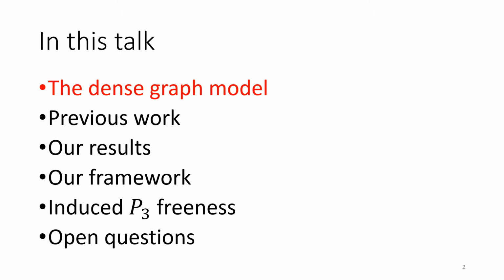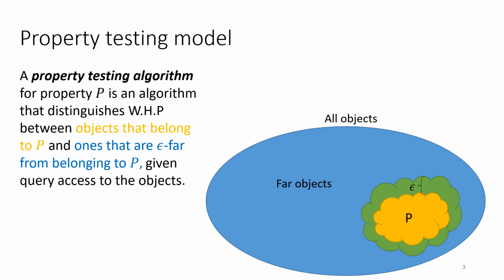Let's begin. A property is a defined subset of objects that belong to a model which has some distance metrics. A property testing algorithm for property P is given an input object and an error parameter epsilon. It samples part of the input object and guesses with some constant probability whether it belongs to P, the yellow section in the drawing, or is far from P, the blue section. The algorithm may return arbitrary results if given an object not in P, but in distance less than epsilon from it, the green section.